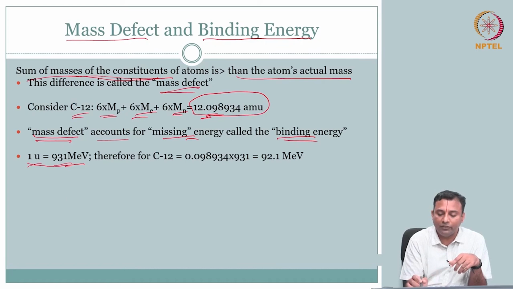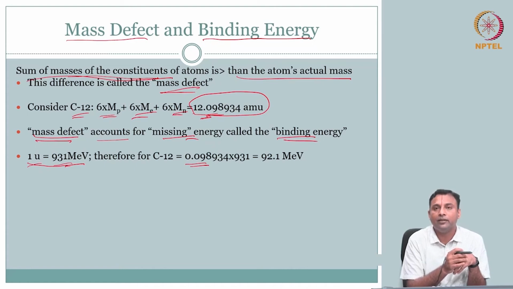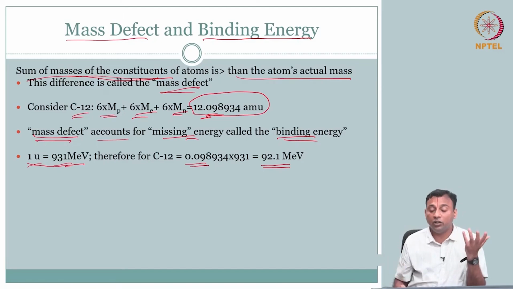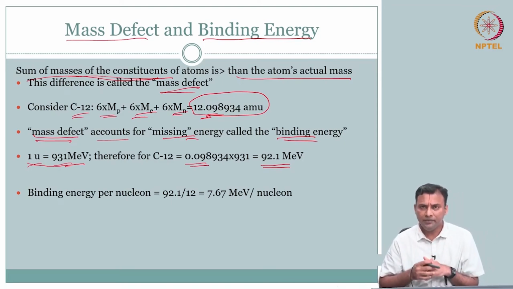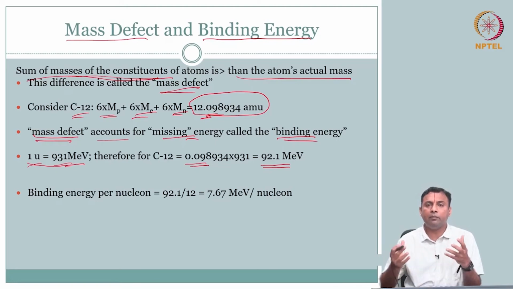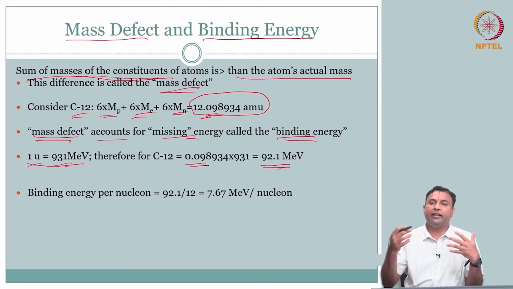So your mass defect, 0.09893 or so, is a small mass defect, but it is going to correspond to 92.1 million electron volts. What is this? That excess energy is your binding energy. Clearly, the heavier the atom, with more constituent particles, the defect is probably going to be a little more, and therefore the energy could be more.